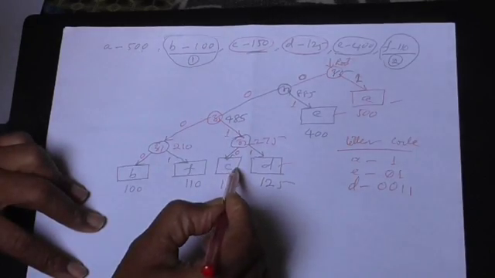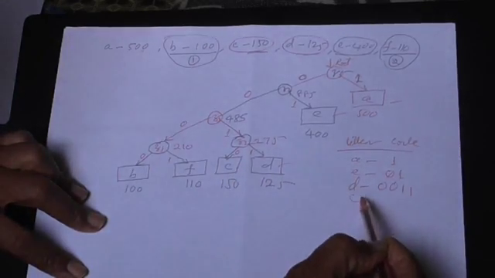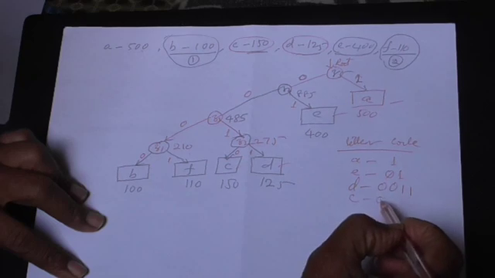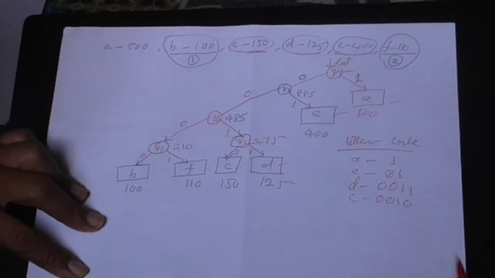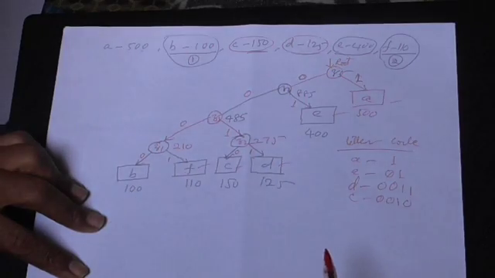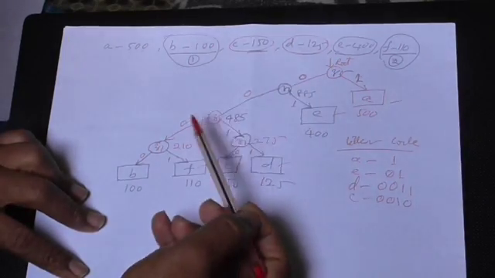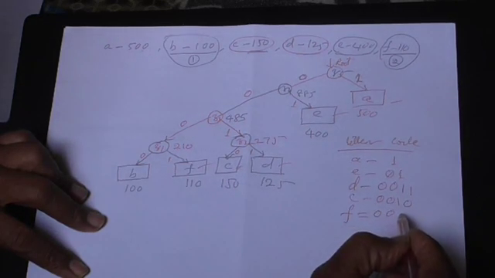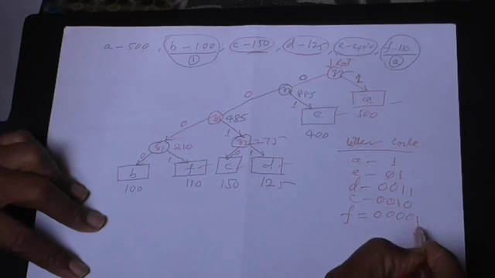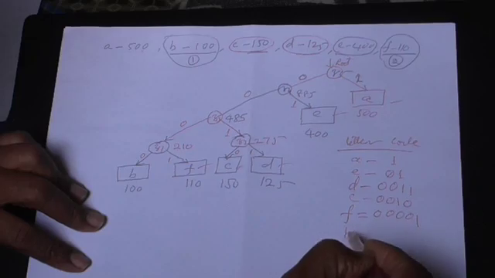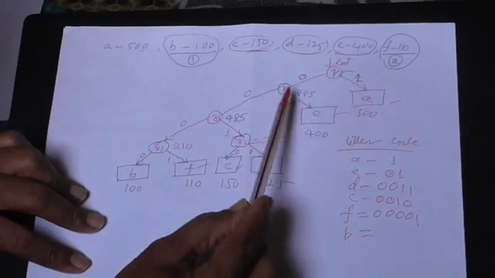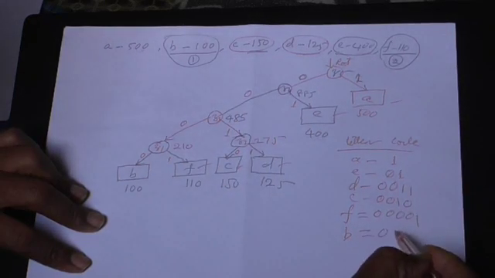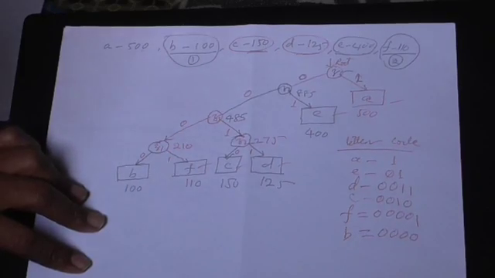So if you talk about C, it is 0, 0, 1, 0. Now for F, it is 0, 0, 0, 1. And for B, start from here, 0, 0, 0, 0.